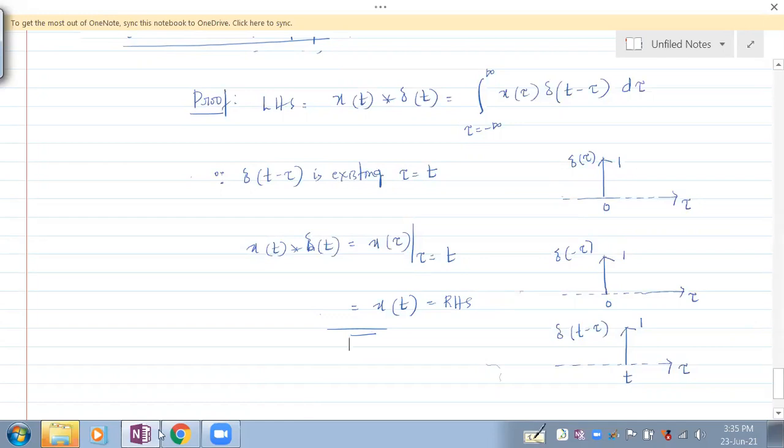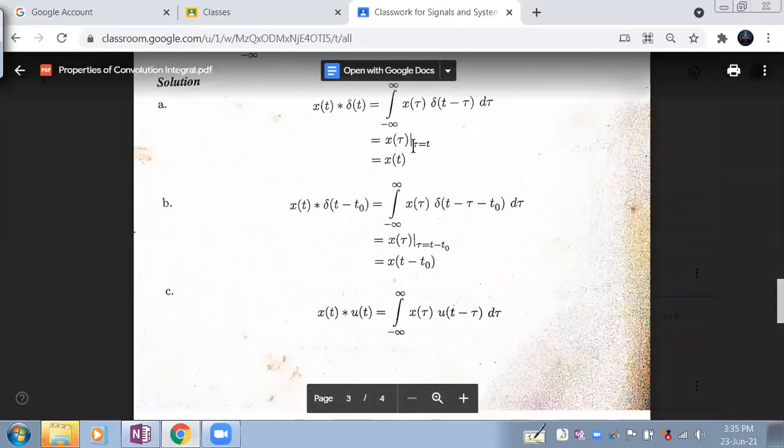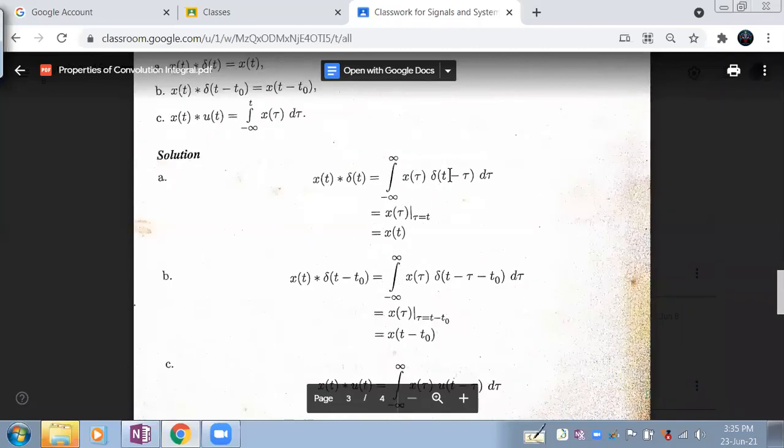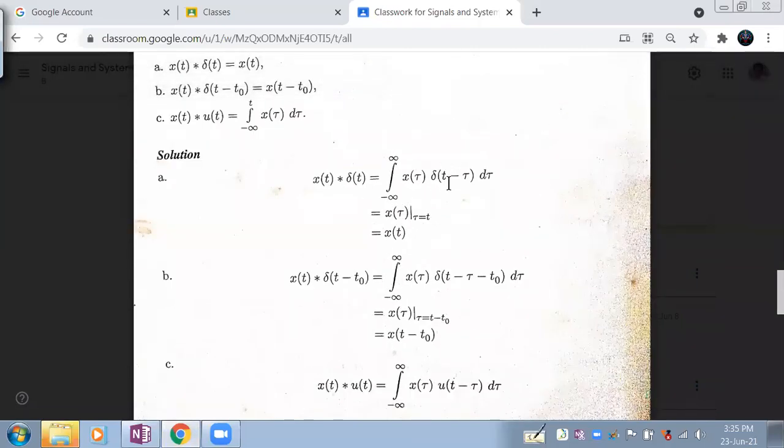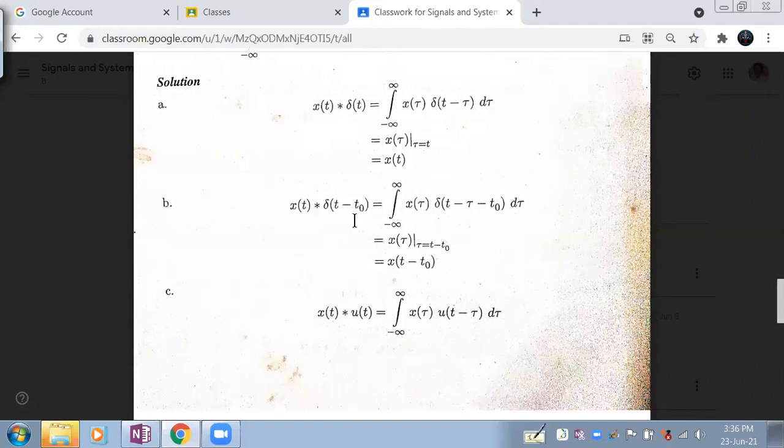Is that understood? So similarly, see the second one here. This is understood, right? Why is this existing, this delta of t minus tau is existing at where? At t equal to tau. Since this exists at t equal to tau, we need to evaluate this x of tau at tau equal to t. So it is x of t. So second signal, where is delta of t minus tau existing? Here, this.